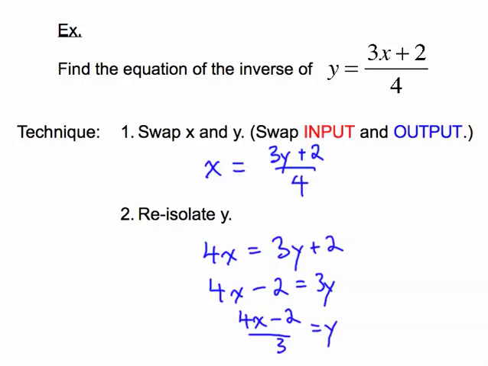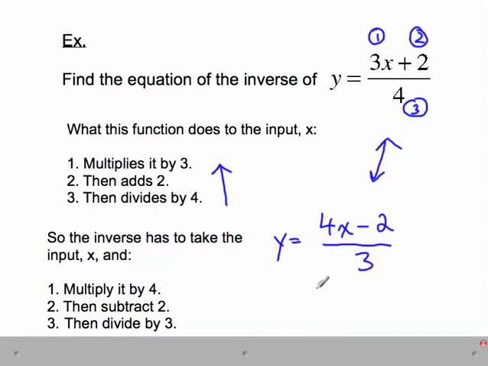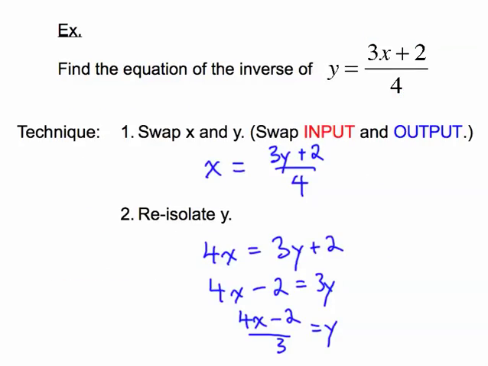Notice that the result we got from swapping x and y and then re-isolating y is the same as the result we got from doing the opposite actions in the reverse order. So either way would be fine. There you go. So that is how to find the equation of the inverse of a function.